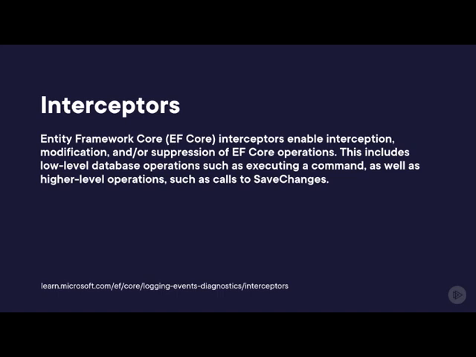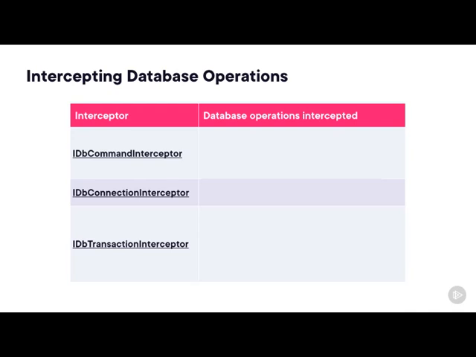This includes low-level database operations such as executing a command, as well as higher-level operations such as calls to save changes. I'll focus on the database operation interception, which I find the most interesting, to get a feel for how this feature works. The database operations you can intercept are commands, connections, and transactions. And for each, there are a number of points at which you can intrude on the operation. For example, just before EF Core is about to send the command to the database, giving you a chance to modify the command if you'd like.